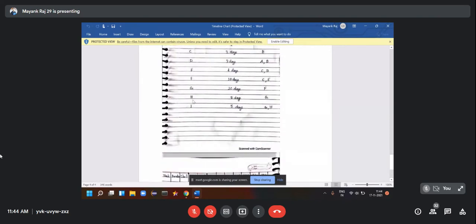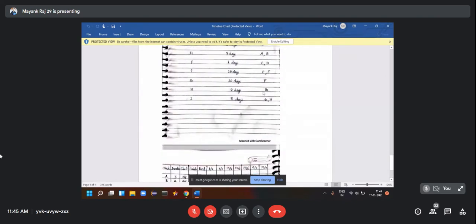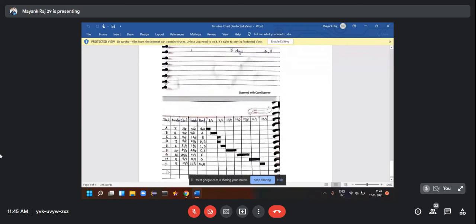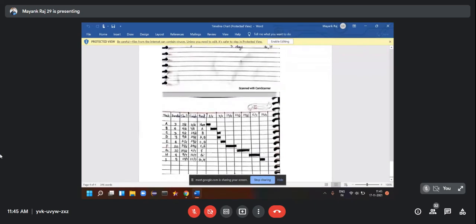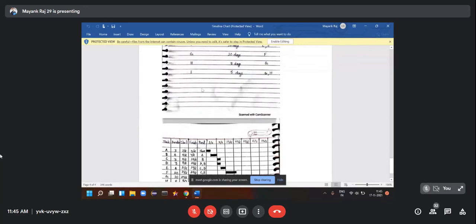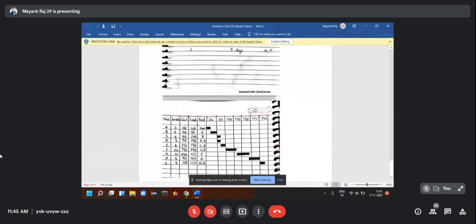Now coming to the process H. Process H has a predecessor of G, and it has a duration of 8 days. So we will go on the process G, and it has a predecessor, I think H it was, sorry. So yes, process H it is. It has a predecessor as G, and it starts where G is ending. G is ending on 4th of July. So we will start our H from 5th of July, and it will run for 8 days. So we will end this at 12th of July. So we will mark that accordingly on our timeline chart.